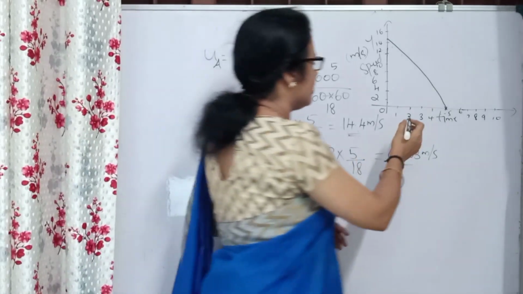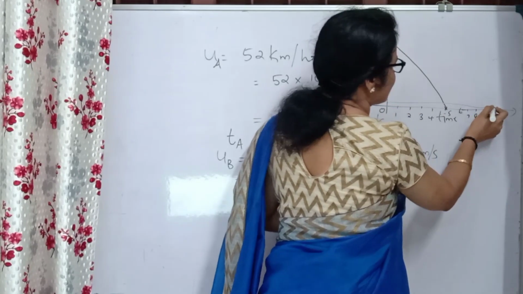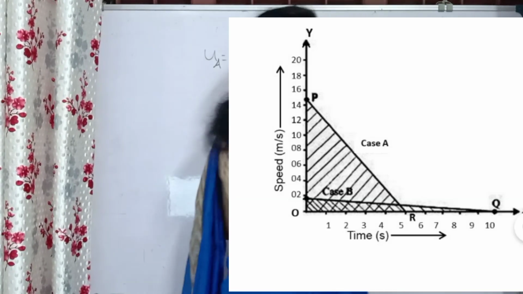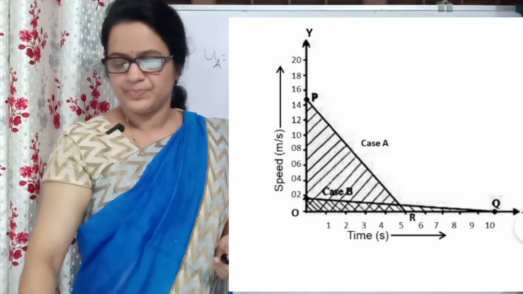So how can we draw this here? This will be coming like this and decreases to 0. So this should be a straight line. Okay, so like that we can show the diagram. Clear?